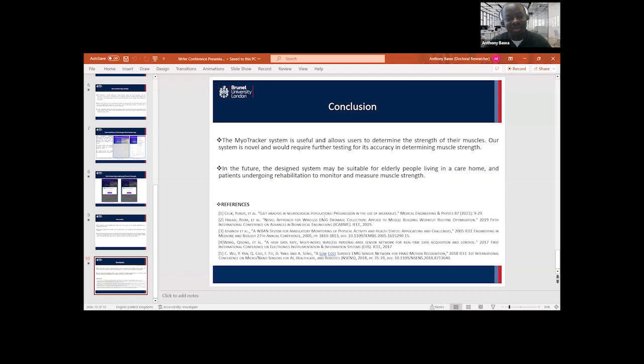So it will be very useful for patients in the care home here in the UK, or people who are undergoing rehabilitation. So try to see how the sensor can assist patients who are undergoing some form of muscle issues and rehabilitation problems. So this is basically the summary of what we try to do in designing this low-cost EMG sensor to measure muscles. And this is my presentation. Thank you.